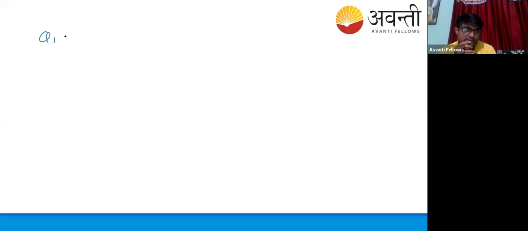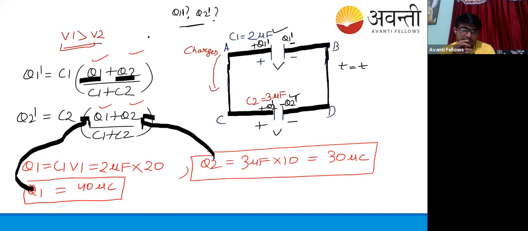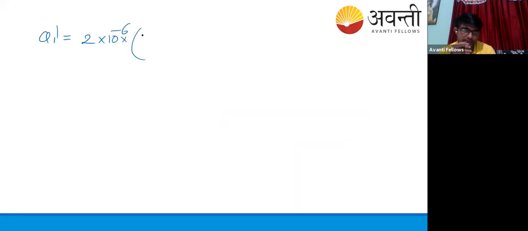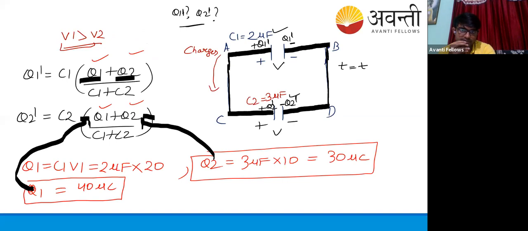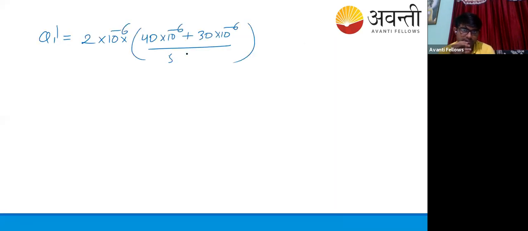So Q1 dash is equal to C1, which in the previous session was 2 microfarad, so 2 times 10 to the minus 6, into Q1 plus Q2. Q1 is 40 microcoulomb and Q2 is 30 microcoulomb, so 40 times 10 to the minus 6 plus 30 times 10 to the minus 6, upon C1 plus C2. The two capacitors are 2 microfarad and 3 microfarad, so 3 plus 2 is 5 microfarad, that is 5 times 10 to the minus 6.